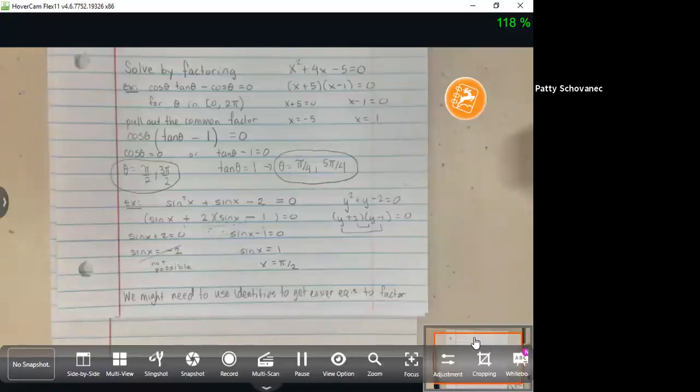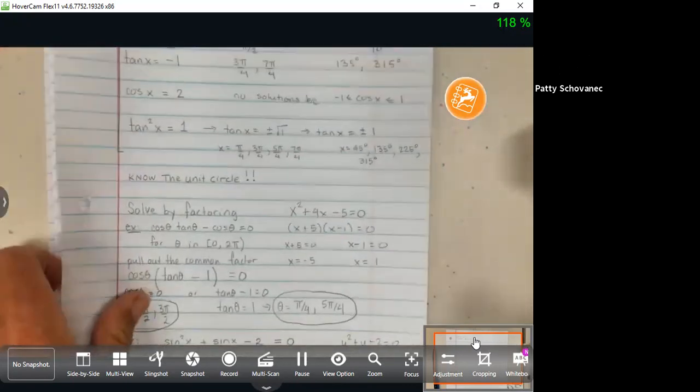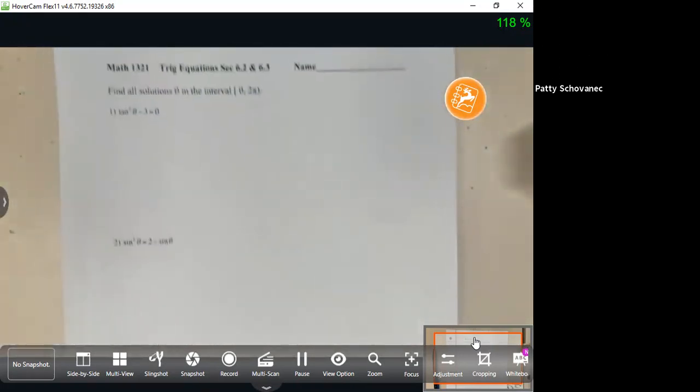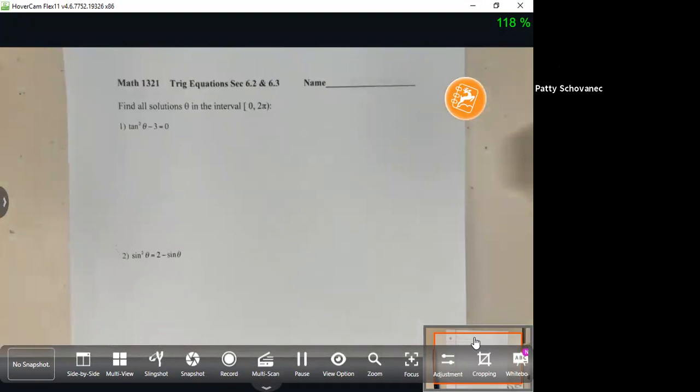So I'm going to go through just some random equations here, and let's see how many we can get done in the next 30 minutes. Okay, we're trying to find all solutions in the interval from 0 to 2 pi.